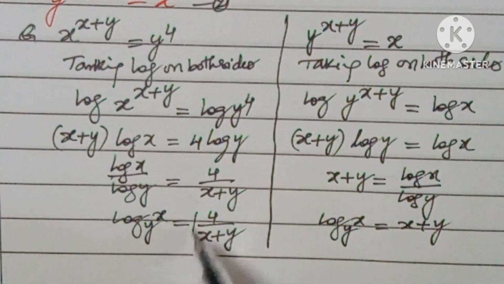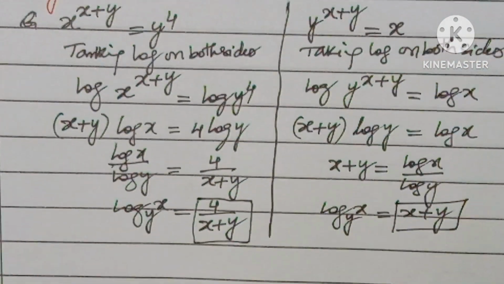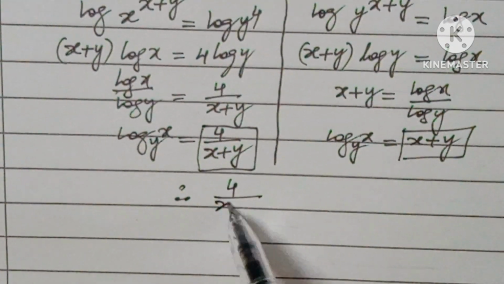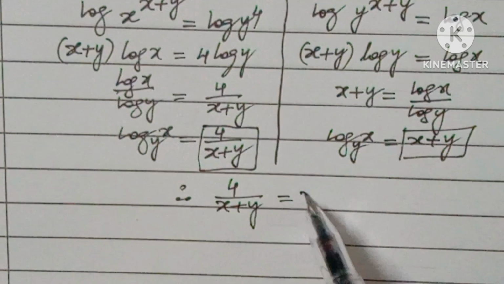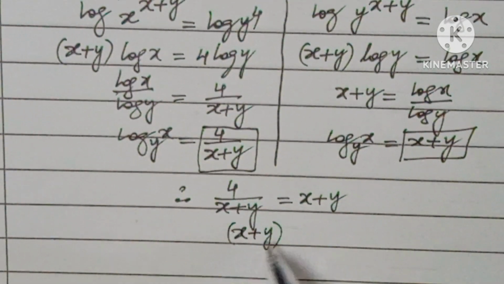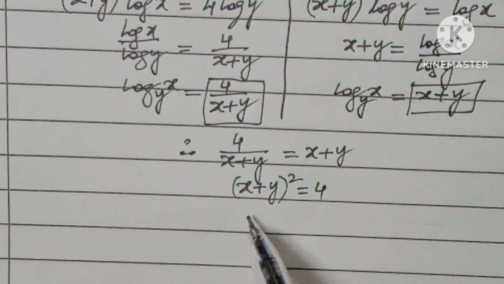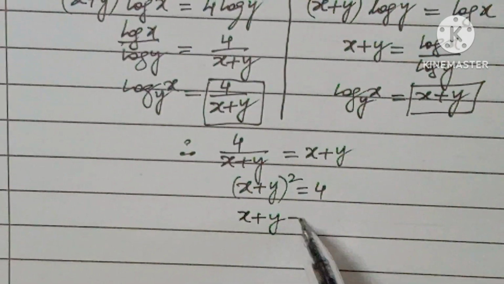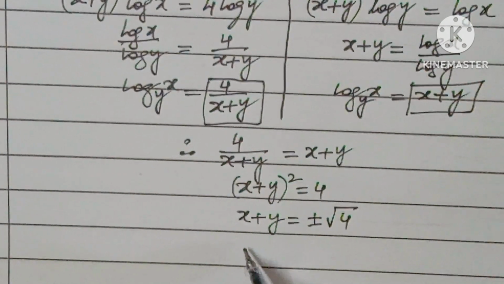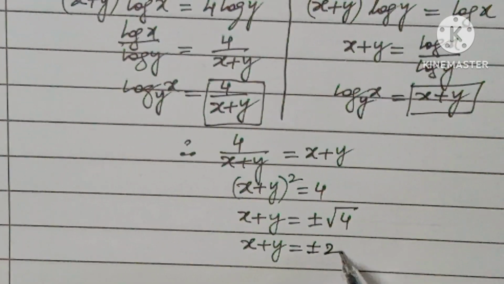So from this you can write that the values of the RHS are equal. Therefore, 4 by x plus y is equal to x plus y. X plus y whole square is equal to 4. X plus y is equal to plus or minus root 4. X plus y is equal to plus or minus 2.